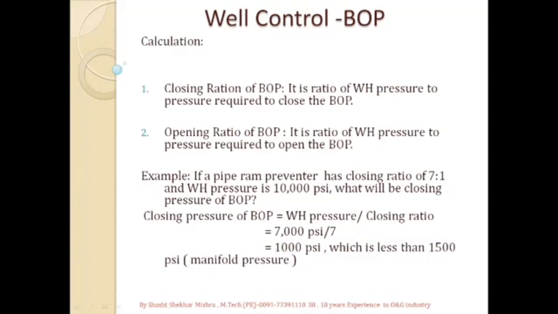Here is one example. If a pipe ram preventer has a closing ratio of 7:1 and wellhead pressure is 10,000 psi, what will be the closing pressure of the BOP? So it will be 7,000 psi divided by 7. So 1,000 psi is the closing pressure of the BOP, and that 1,000 psi accumulator pressure will be needed to close the BOP. So here we have to ensure the manifold pressure must be more than the required pressure to close the BOP.